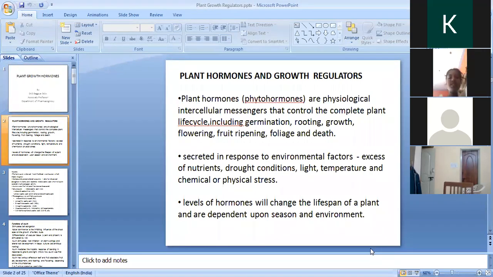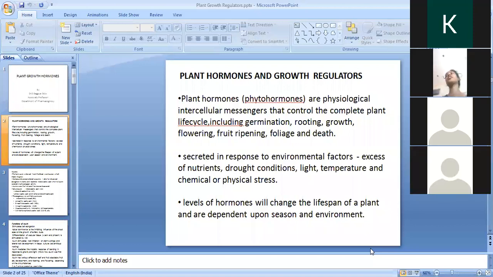These are the physiological intercellular messengers which control the complete plant life cycle, including the germination, rooting, growth, flowering, fruit ripening, foliage and death. These plant growth hormones are secreted in response to the environmental factors, that is maybe due to the excess of nutrients or in the drought conditions, light, temperature, chemical or physical stress. The levels of hormones will change the lifespan of a plant and are dependent upon the season and environment.